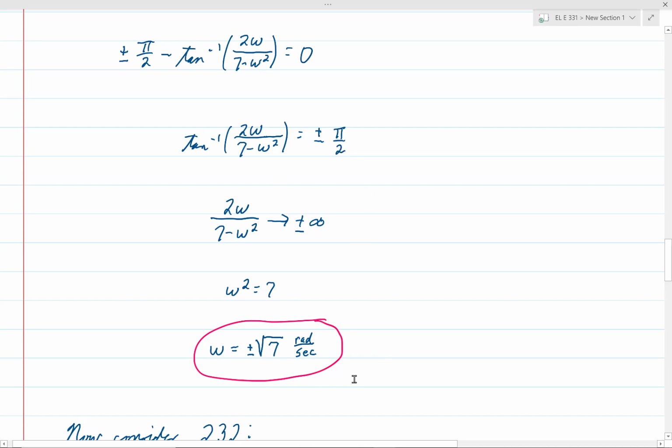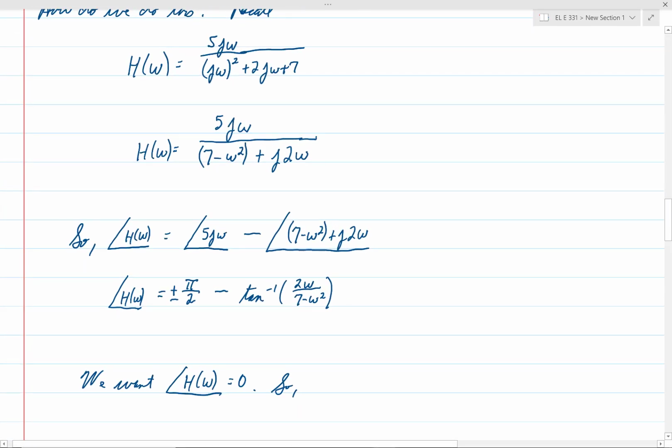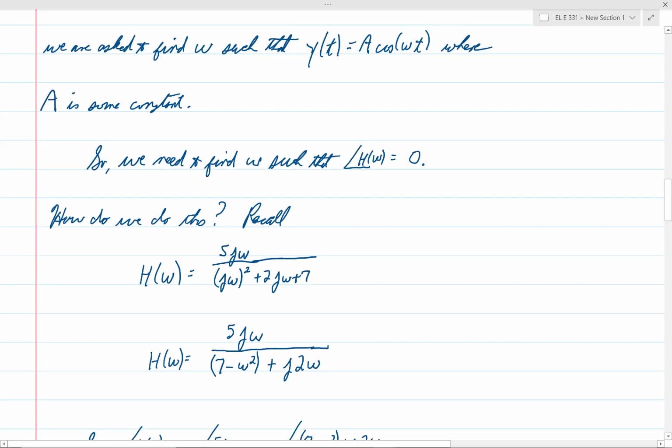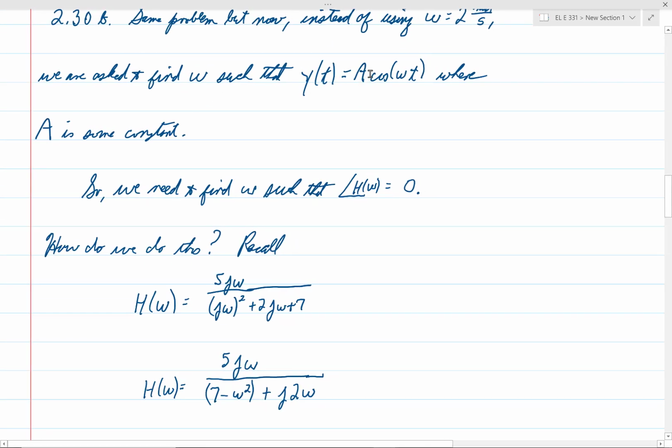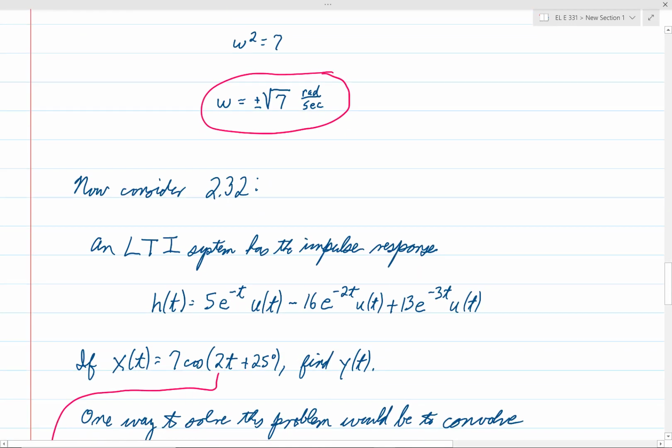So we get two possible answers, omega equals plus or minus the square root of 7. Either one of those values of omega will give us y of t equal to a cosine of omega t. So that's that problem.